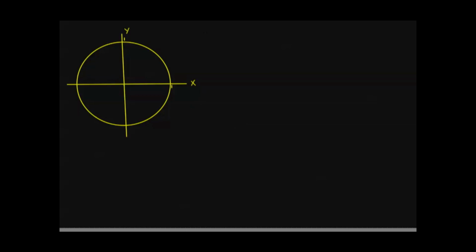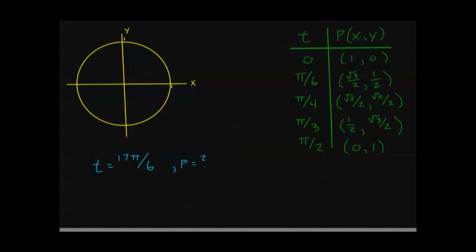So let's say I have t equals 17 pi over 6, and I want to find the terminal point P. P equals what? What is my terminal point P? And what I claimed before is that we're going to be able to do this using just reference numbers and this chart, which I've rewritten up here, of these common values. All right, so let's look into why we can do this and why I can make that claim.